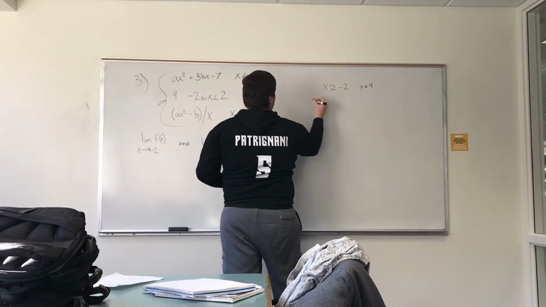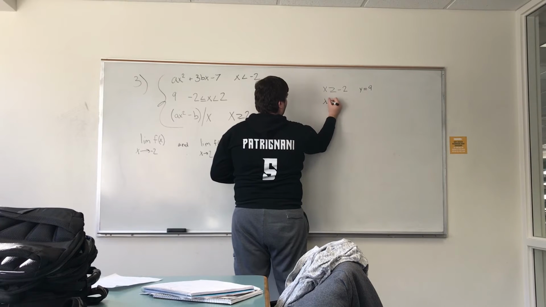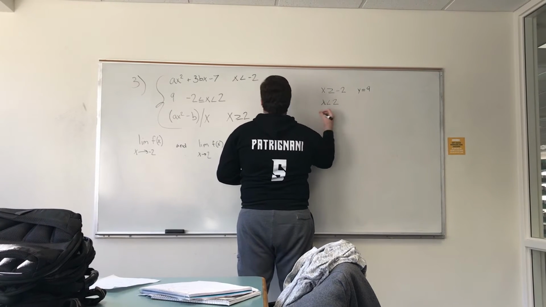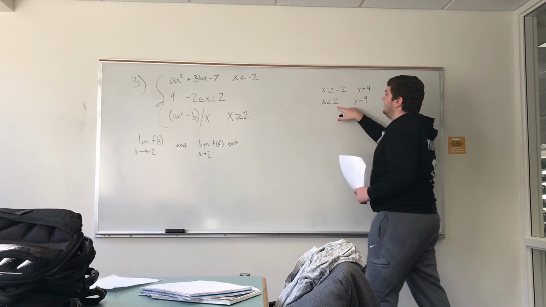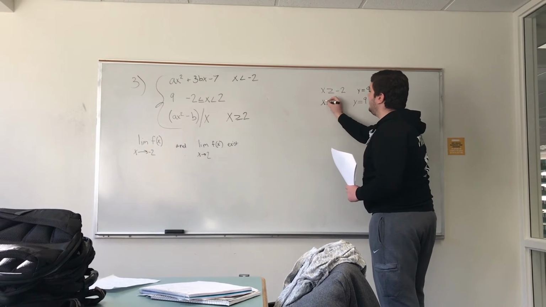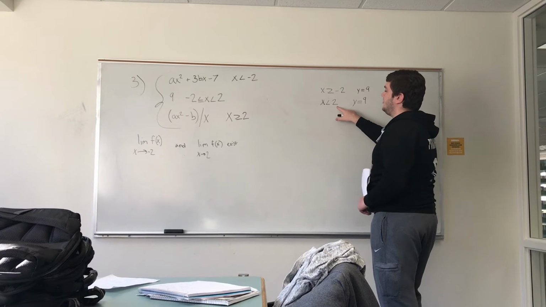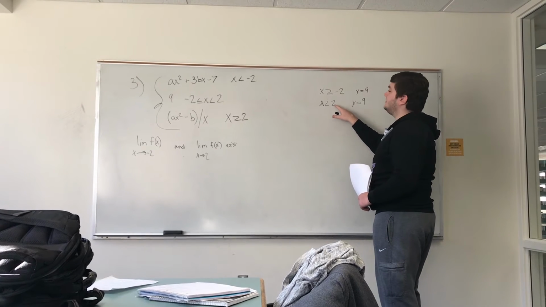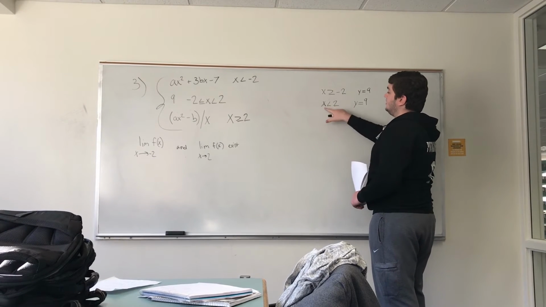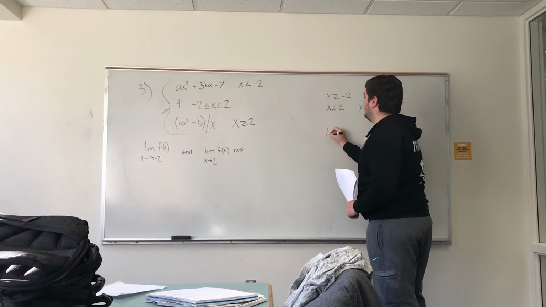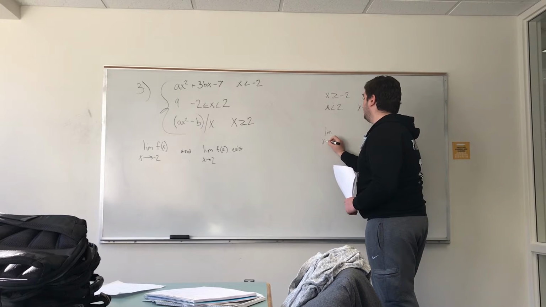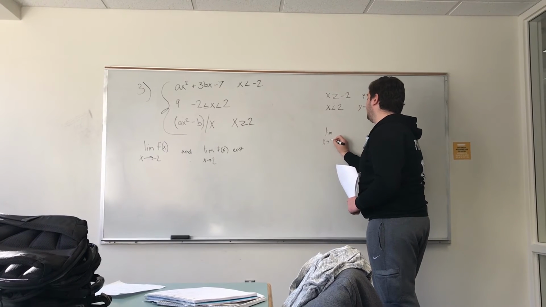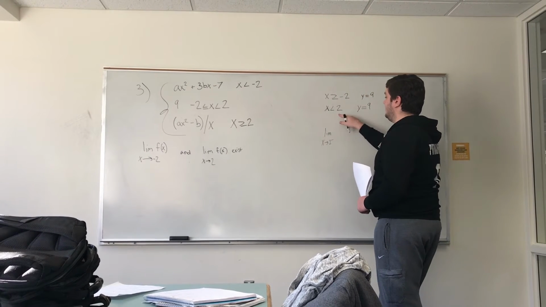And when x is less than 2, y is also 9. This can be the same thing as the limits as well, because if x is less than 2 and 2 is on a number line, that means we're looking at all the values to the left of 2. So this is the same thing as saying the limit of x, when x approaches 2 from the left with a negative sign, equals 9.